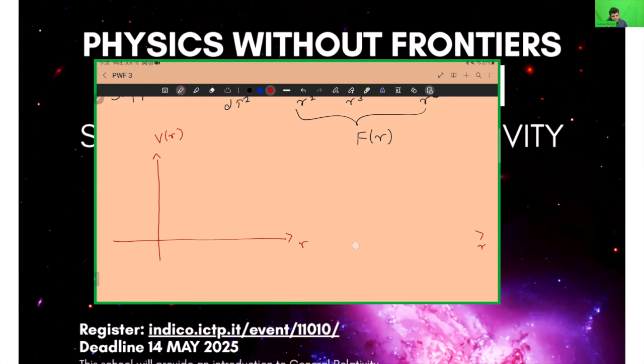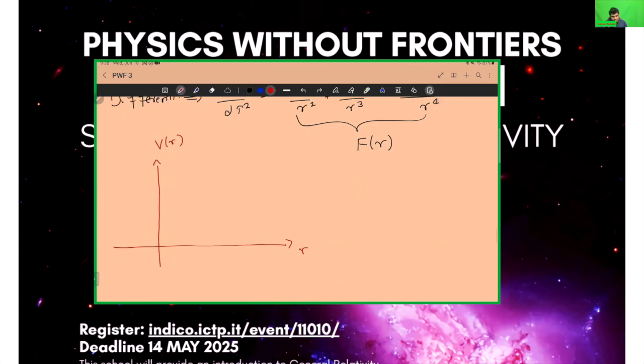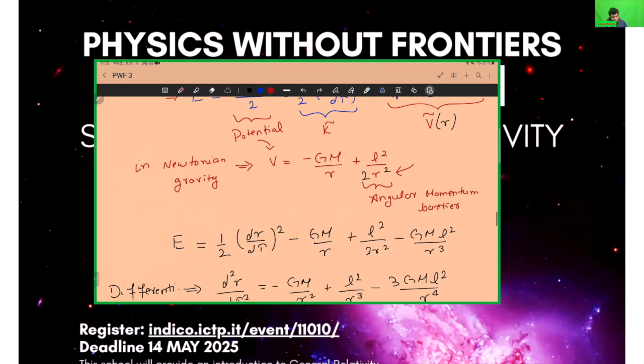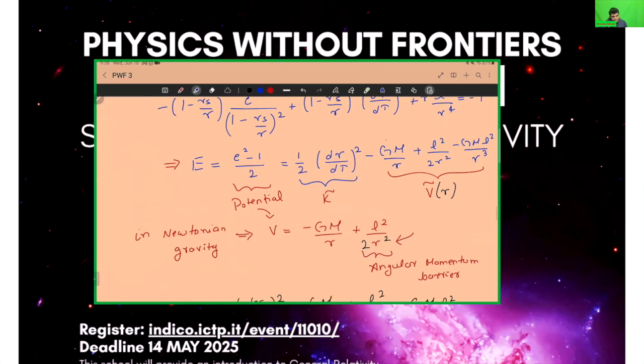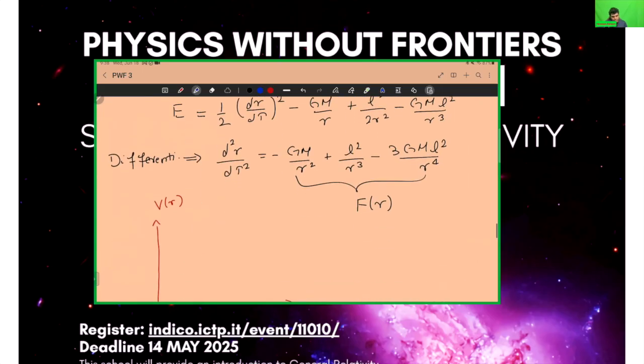So what I was saying is that I'm going to plot this potential that comes from Newtonian gravity, and I'm going to plot this potential that comes from the Schwarzschild geometry, or in other words, general relativity. And let's see what the differences between these two plots are.